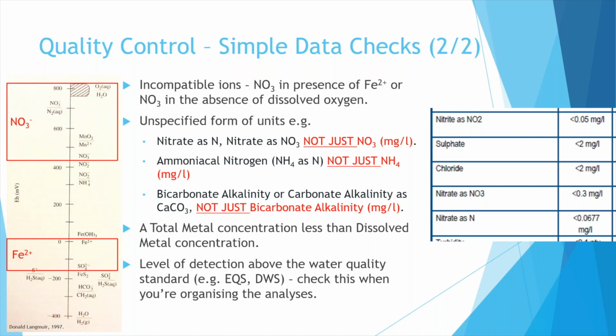And finally, the level of detection. You really need to make sure that the level of detection, in other words, the precision, the lowest reporting concentration that the lab can manage, is not above the water quality standard, whether it's an EQS or a drinking water standard. Otherwise, you simply couldn't screen against those different thresholds. This is actually something you need to check when you are organising and commissioning the laboratory analysis, that the levels of precision are appropriate for the purpose.